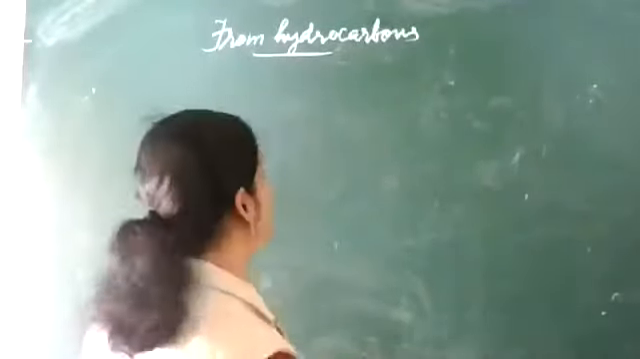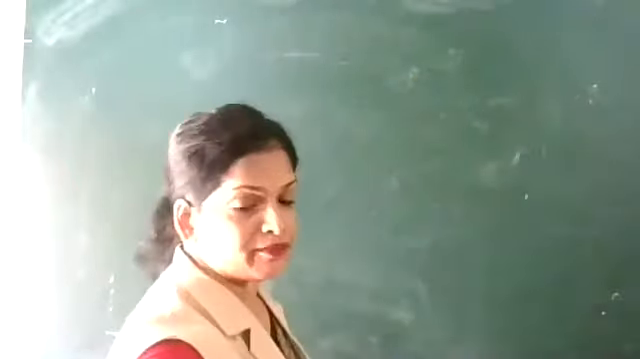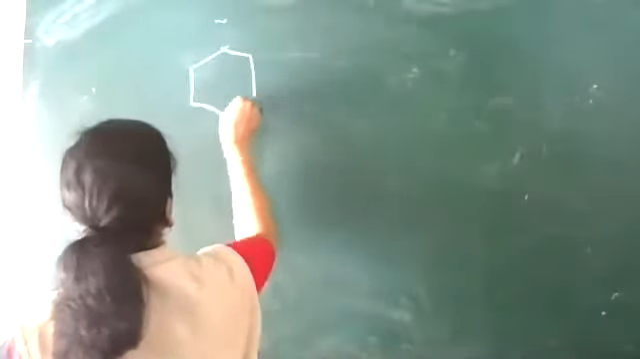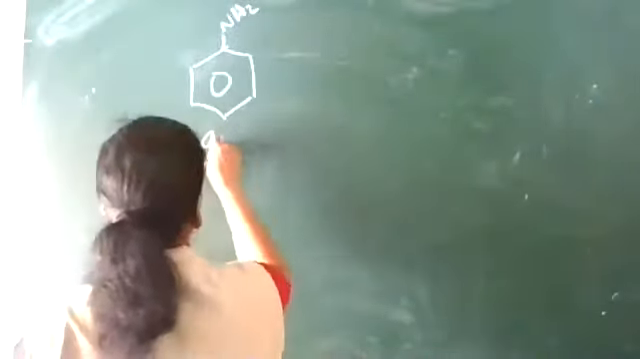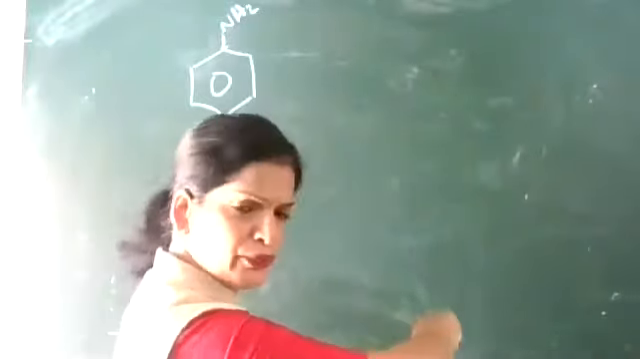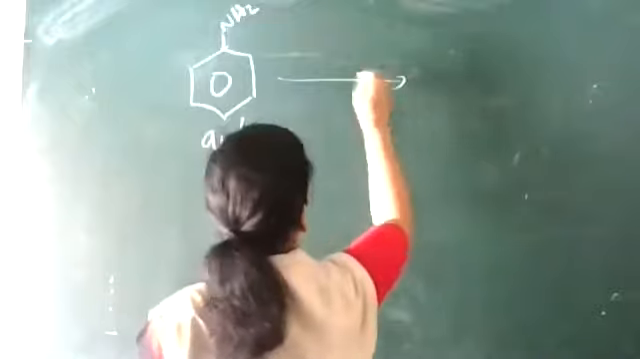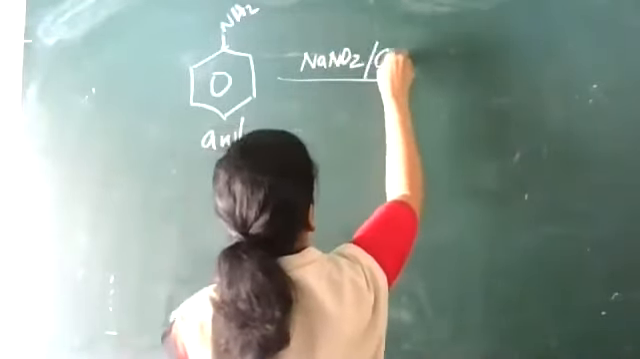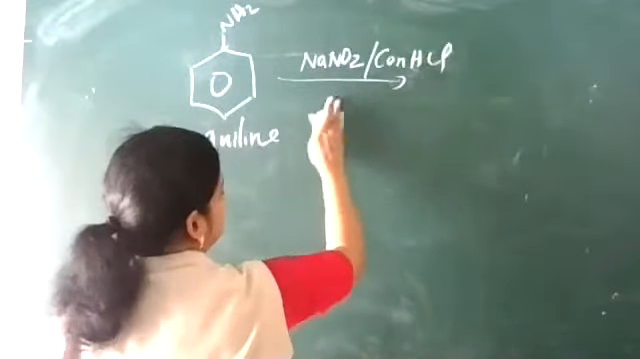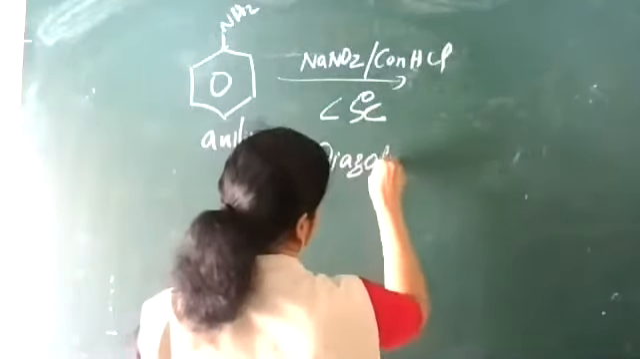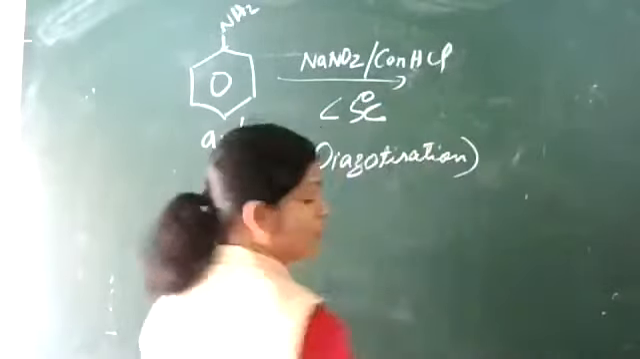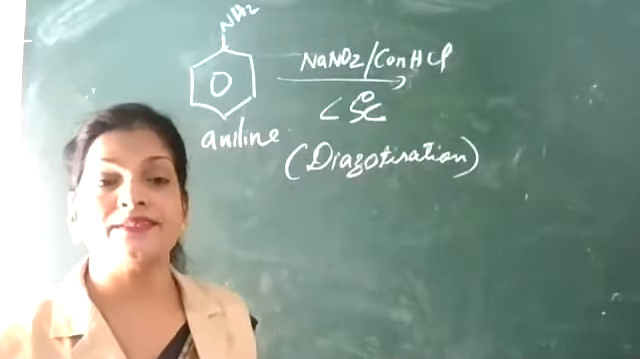Next method of preparation is from aniline. Aniline, first you have to diazotize aniline. This is aniline. Aniline is treated with NaNO2, concentrated HCl, 0 degree Celsius, meaning it can be below 5 degree Celsius. It will undergo a typical reaction called diazotization. On diazotization, aniline gives benzene diazonium chloride.